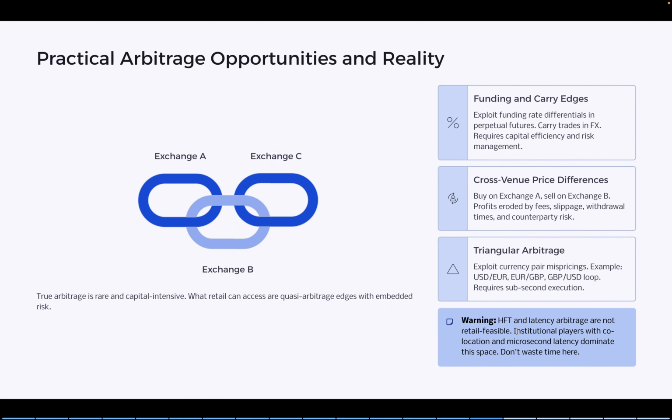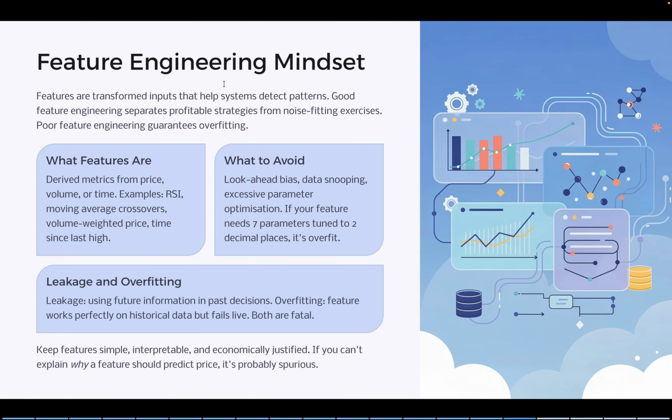But if you're an institutional player, then you should get excited about this because you can do this, right? Feature engineering mindset. Features are transformed inputs that help systems detect patterns. Good feature engineering separates profitable strategies from noise fitting exercises. Poor feature engineering guarantees overfitting.